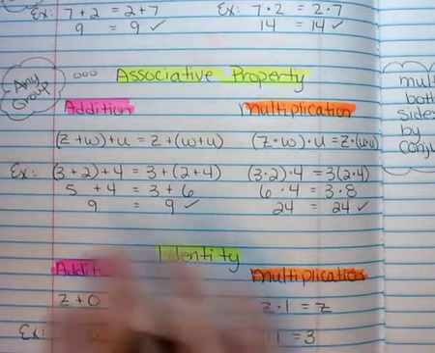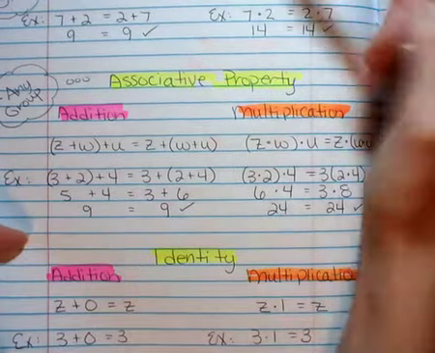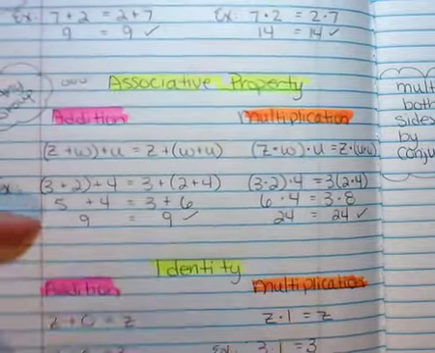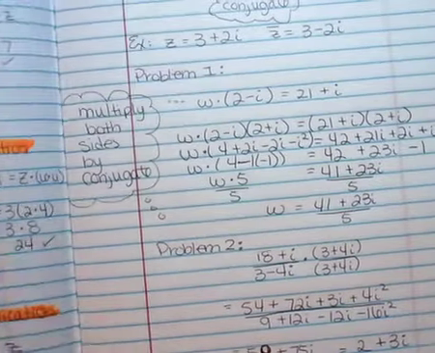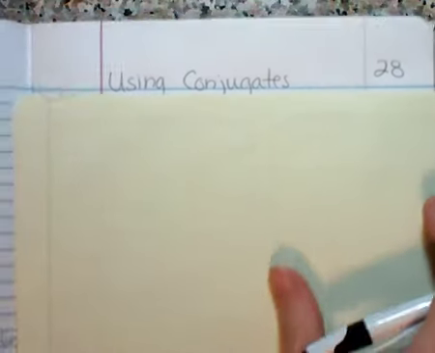So those are just a review of our basic algebra properties, which we are going to use in helping us solve problems using complex numbers, because those properties are going to extend to our complex numbers. Okay. Let's go on to page 28, and we're going to talk about using conjugates.